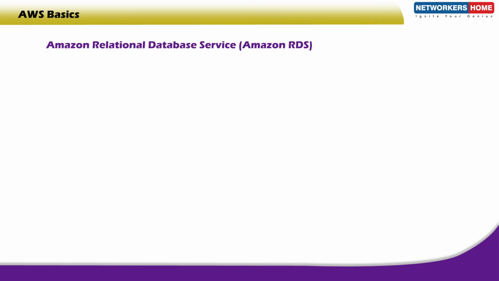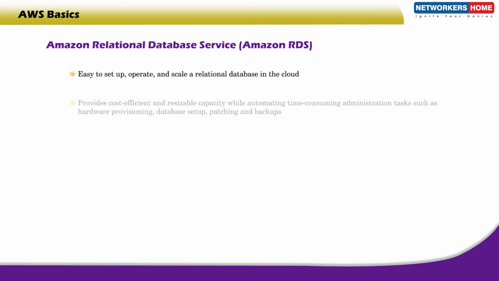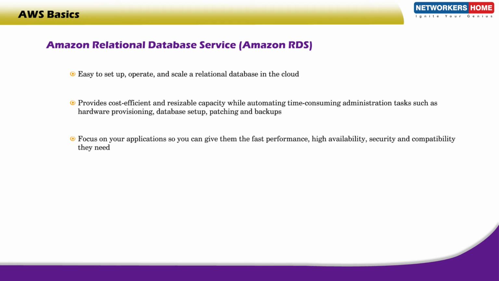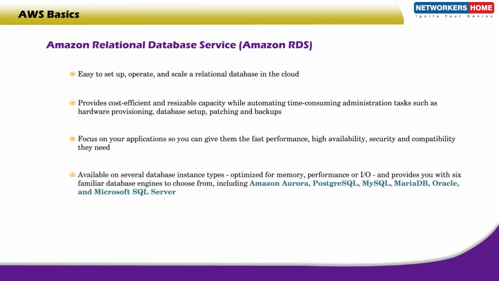Amazon Relational Database Service, Amazon RDS, makes it easy to set up, operate, and scale a relational database in the cloud. It provides cost-efficient and resizable capacity while automating time-consuming administration tasks such as hardware provisioning, database setup, patching, and backups. It frees you to focus on your applications so you can give them the fast performance, high availability, security, and compatibility they need.